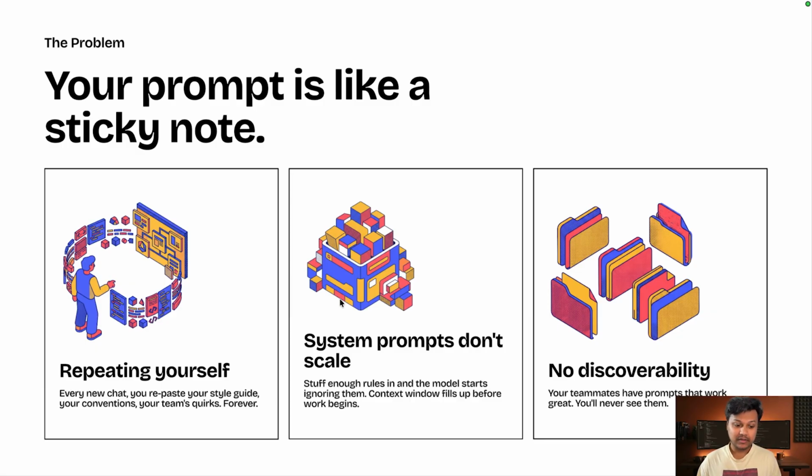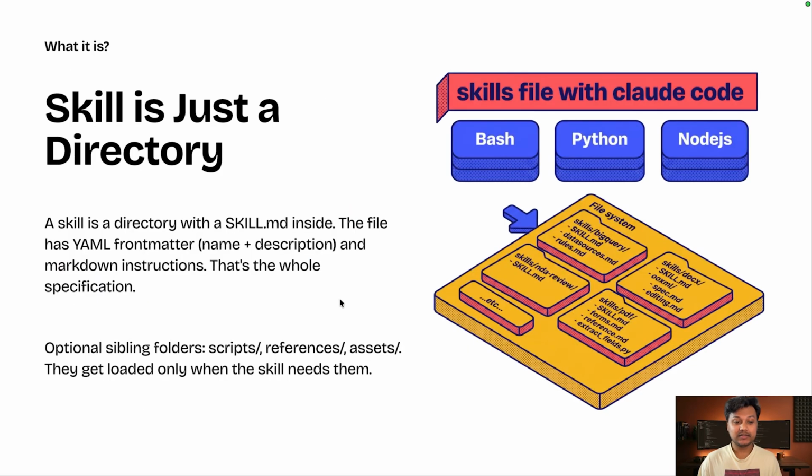So to solve this problem, where we need to repeat everything between different sessions, we cannot share the knowledge, and we also need to find a way so that our system prompt is not bloated, we use a technique called skills.md, right? A skill is just a directory. It contains a skill.md file. The file has YAML front matter, name and description, basically a markdown description, and it can also have sibling folders like different scripts, references, or assets.